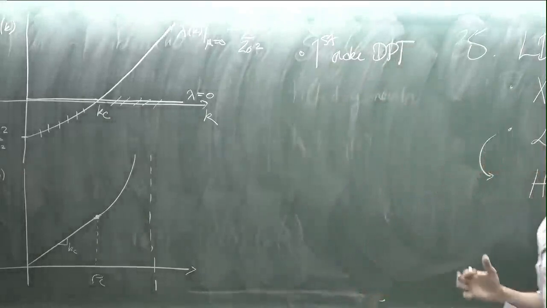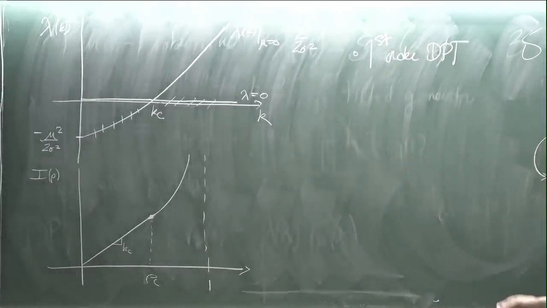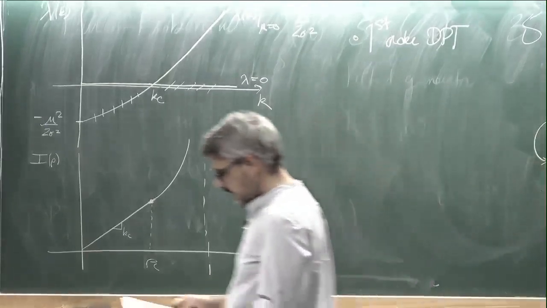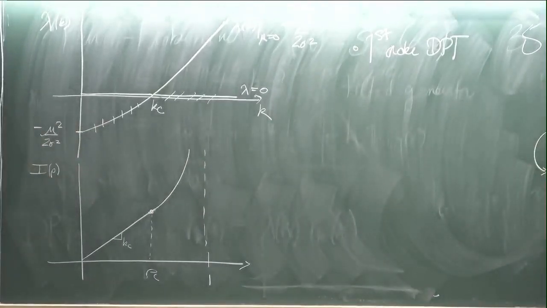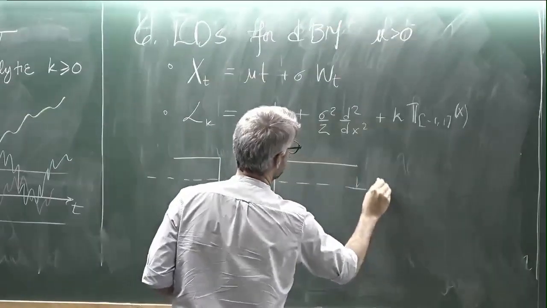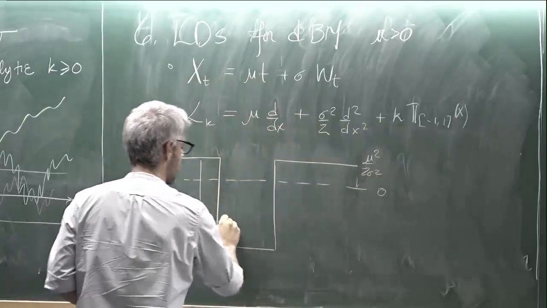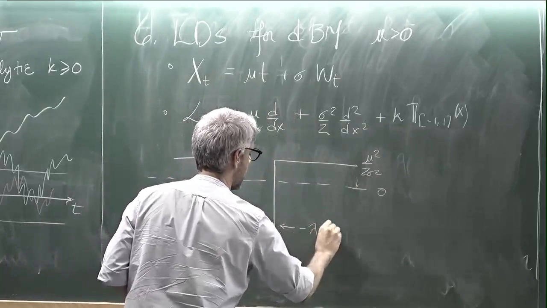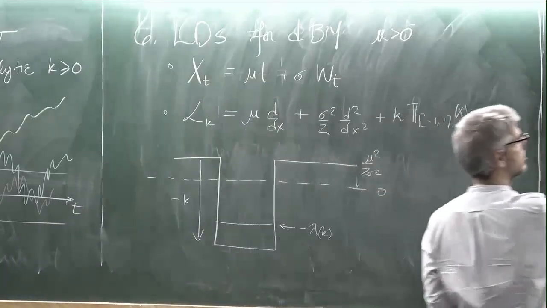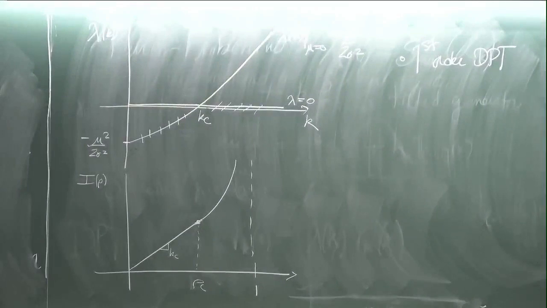And it's very simple. It's really like a simple spectral calculation that comes again from the quantum spectral calculation. So what's the quantum potential here? You're just shifting from 0. This is your 0, this is mu squared over 2 sigma squared, this is minus k, and this will be your minus lambda k. But this will give you only that branch. So the other branch, lambda equals 0, is not in the quantum problem. It comes because you have a non-Hermitian operator.